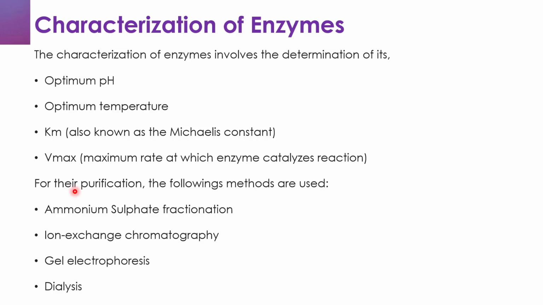And also, for their purification, the following methods can be used. We have ammonium sulfate fractionation, ion exchange chromatography, gel electrophoresis, and dialysis. So these are four ways by which we can also purify our enzyme in the laboratory.